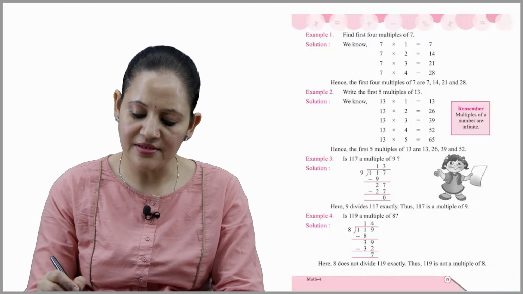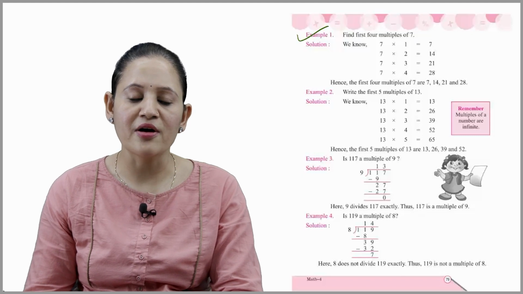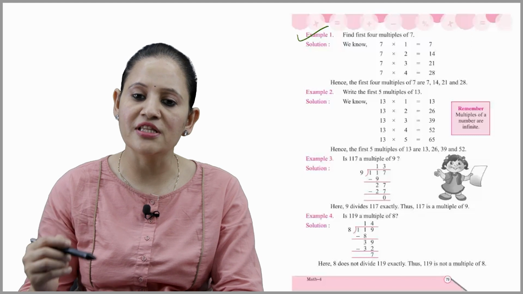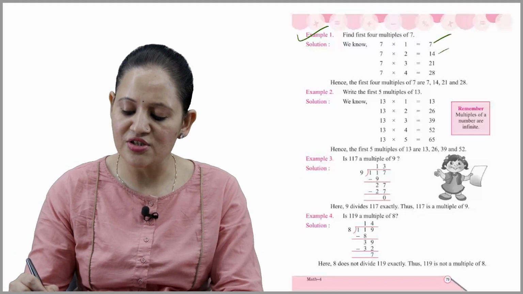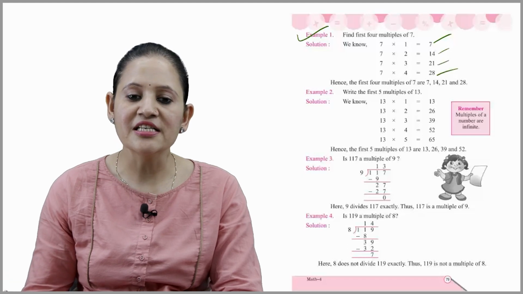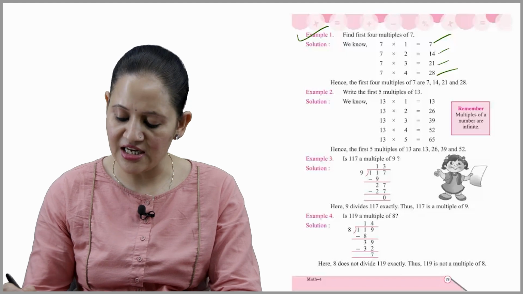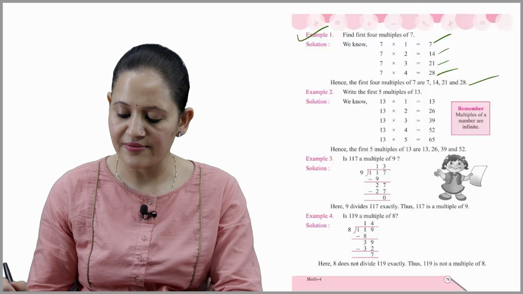Now we'll take an example. Find first 4 multiples of 7. First 4 means you have to multiply 7 by 1, then 2, then 3 and then 4. So you'll get the multiples of 7, that is 7, 14, 21 and 28. Hence the first 4 multiples of 7 are 7, 14, 21 and 28. Like this, you can find the multiples of a given number.